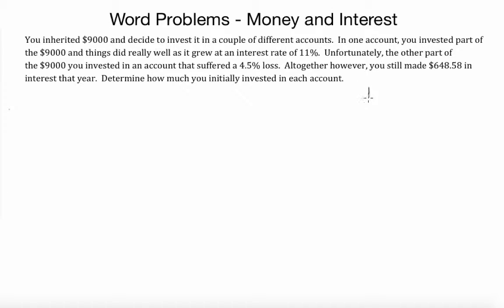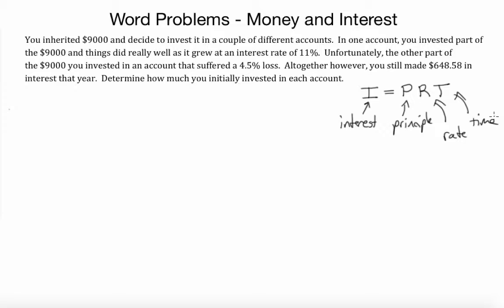A lot of times we use the formula interest equals your principal, how much money you put in, times the rate, what's your interest rate that you're getting in terms of percent, times time, how many years you are putting it in for. So labeling it out, we've got interest equals principal times the rate, R, times time. Okay, let's read this problem and see how we can use that formula to solve it.